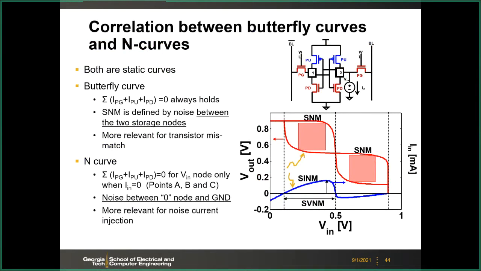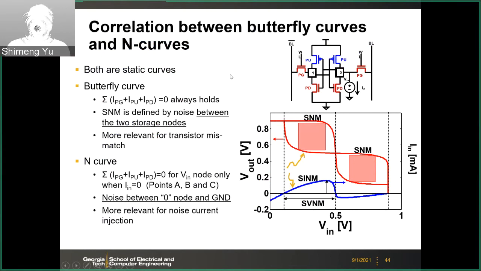But if you want to correlate the butterfly curve and the Uncurve, here, if you plot the trajectory on the same V1 and V2 plot, this is the normal butterfly curve, and then this is the Uncurve. The Uncurve is the relationship between the voltage V in, this node voltage, and the current flowing through this voltage source. So you draw it on the right hand side. This one.